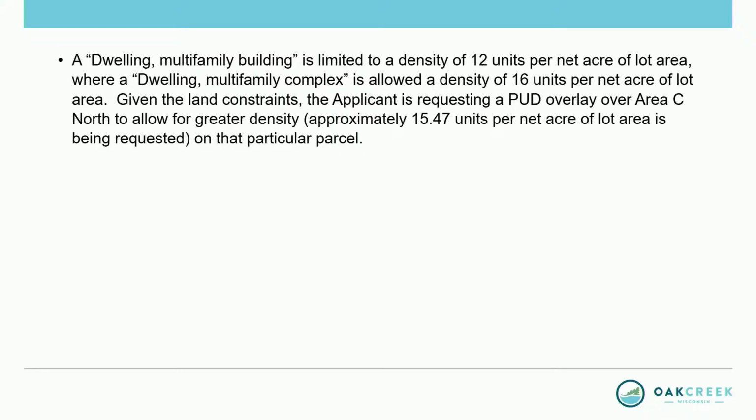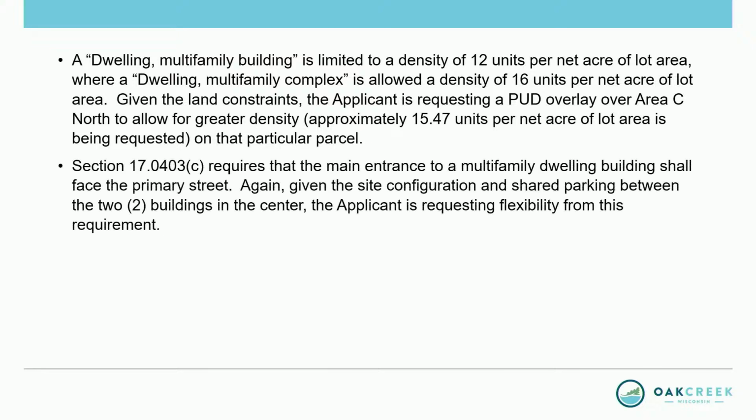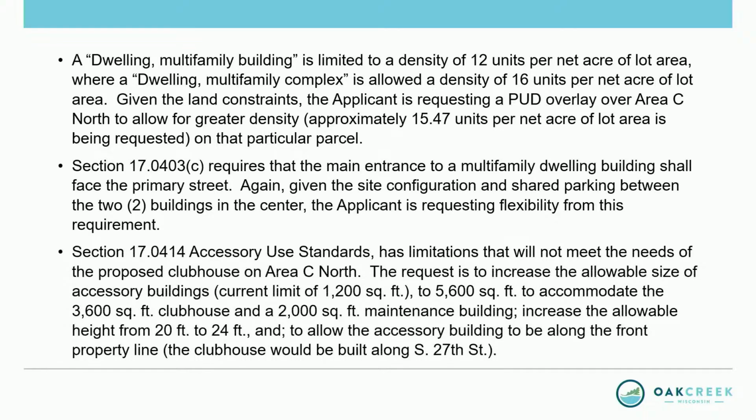Given the land shape, what the applicant is requesting is to have a higher density allowed at this particular parcel, just because of the restrictions of the land size. So they are requesting the 16 units per net acre.